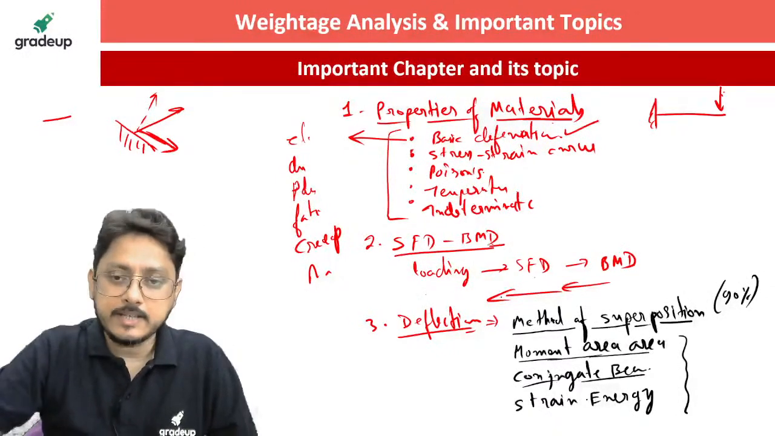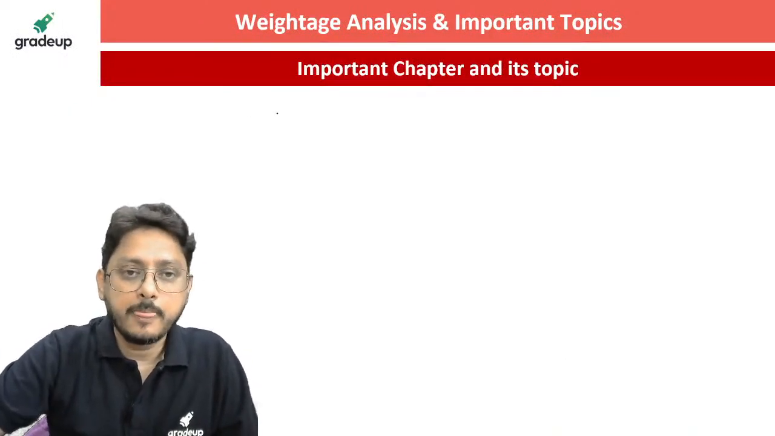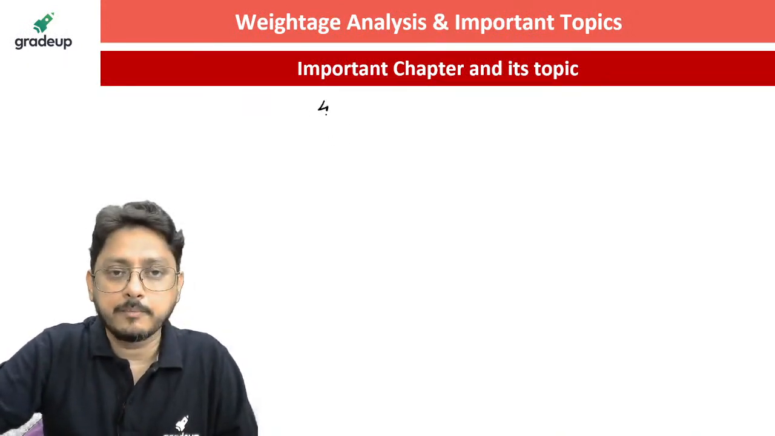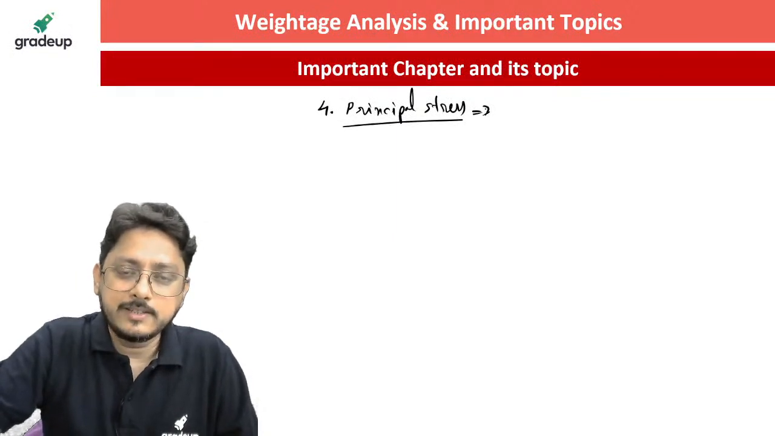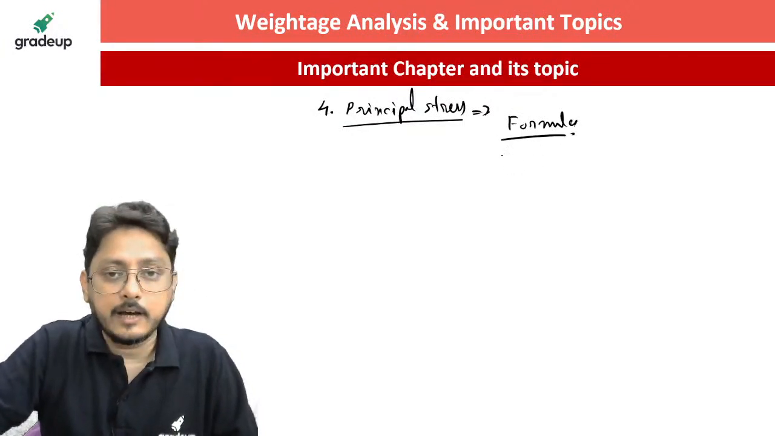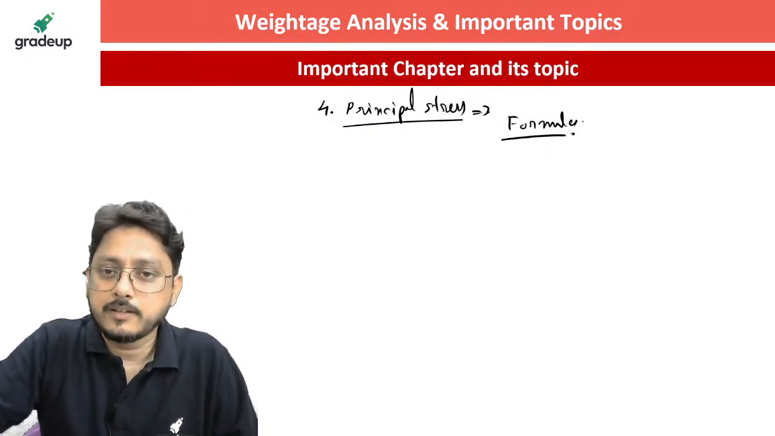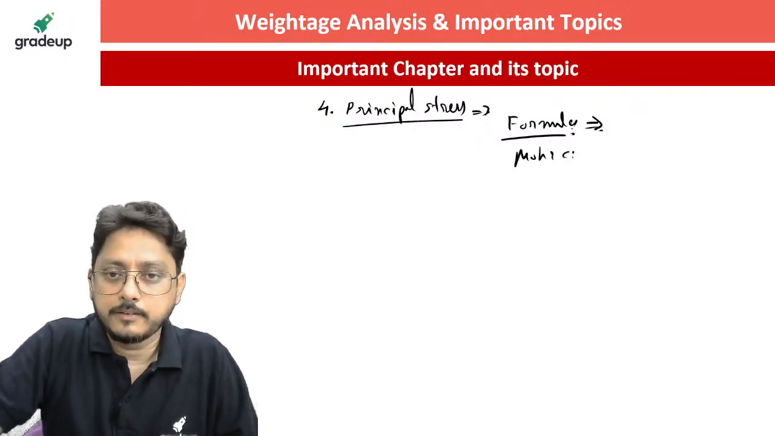Now, the deflection chapter: method of superposition is 90%, then moment area and conjugate beam, strain energy. The fourth important one is principal stresses, because it contains Mohr's circle. This chapter is also called stress transformation. Some formulas you have to remember, and by using them you need to solve some problems. Then Mohr's circle, that's all.